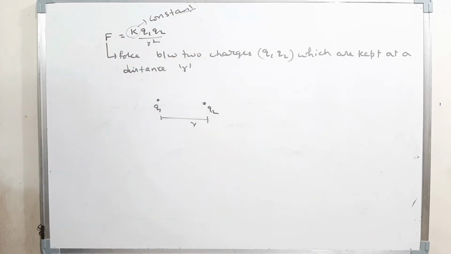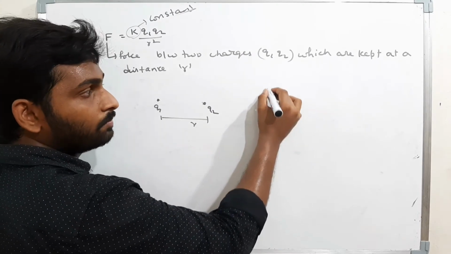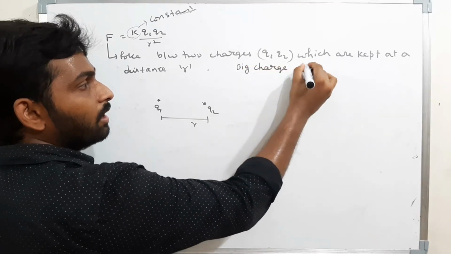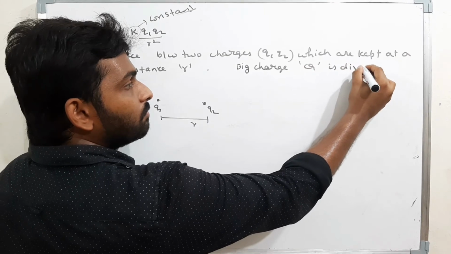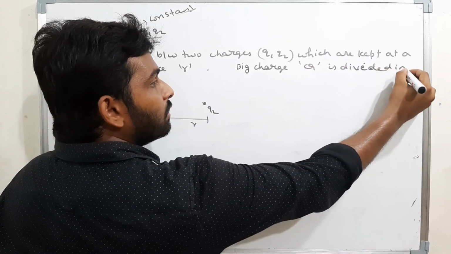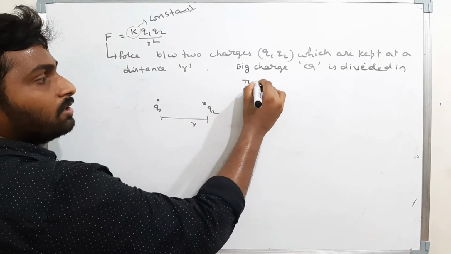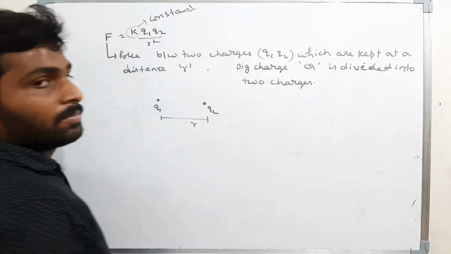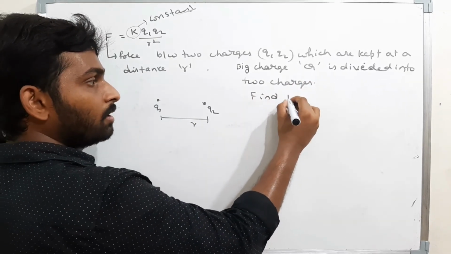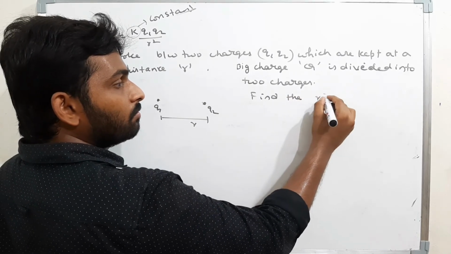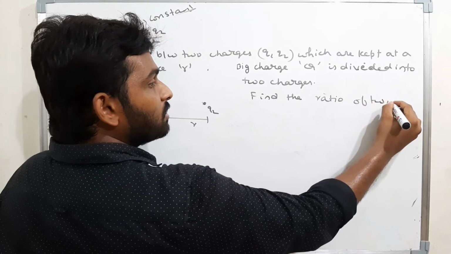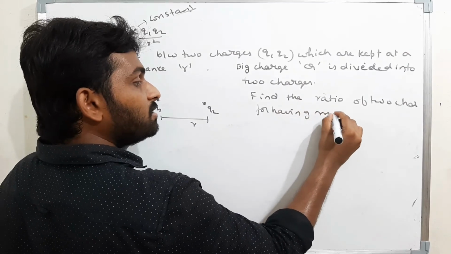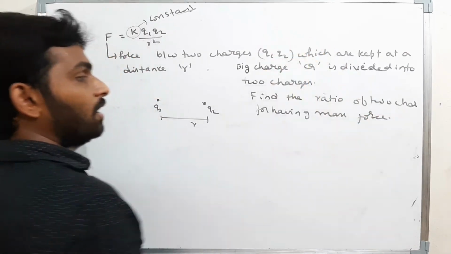Okay, well and good. Now, what they told, the question is, a big charge capital Q is divided into two parts, into two charges, find the ratio of the two charges for having maximum force. That is the question. Observe the question carefully.